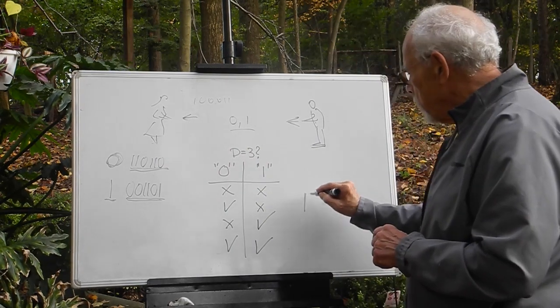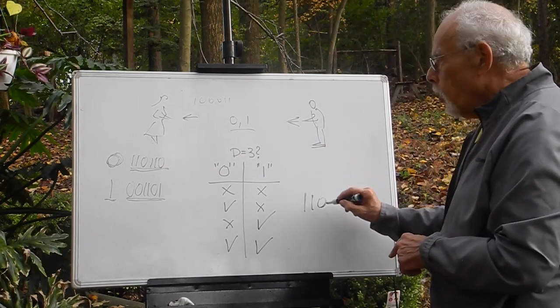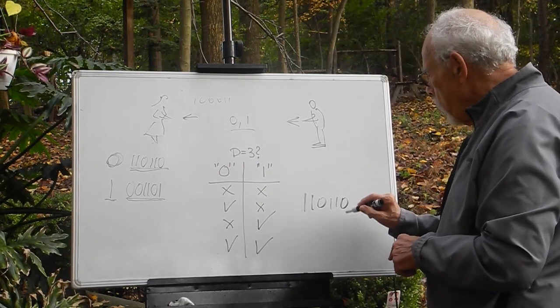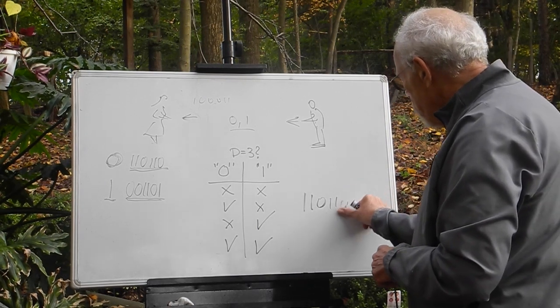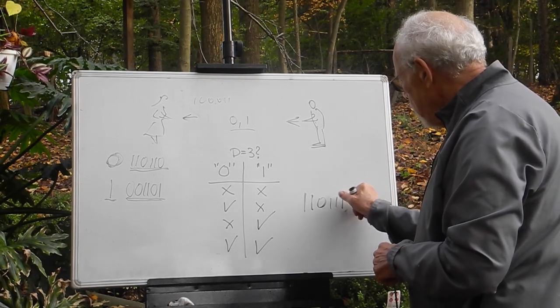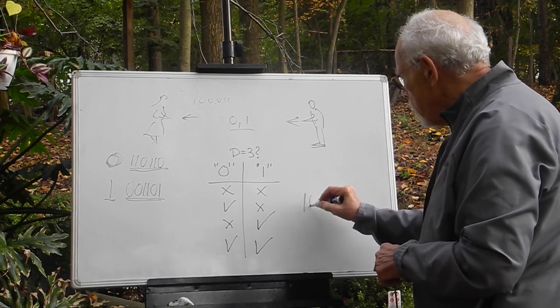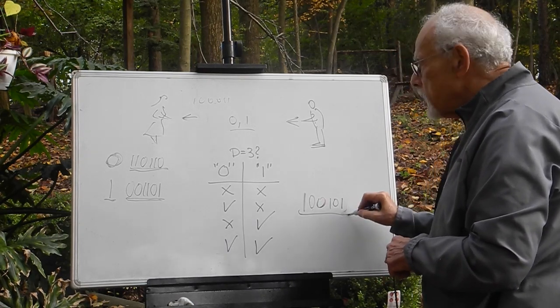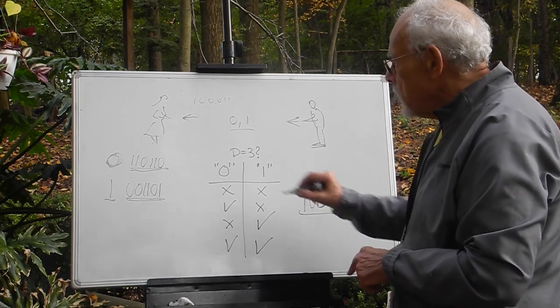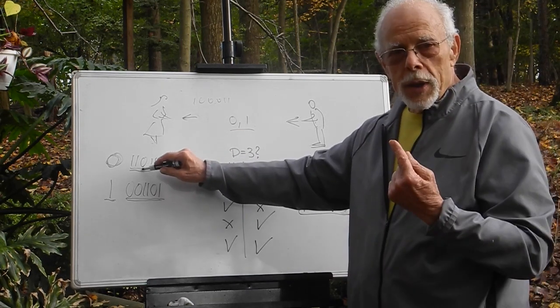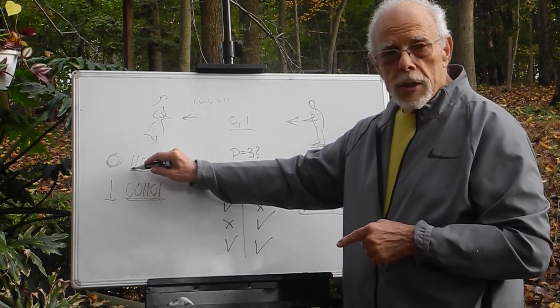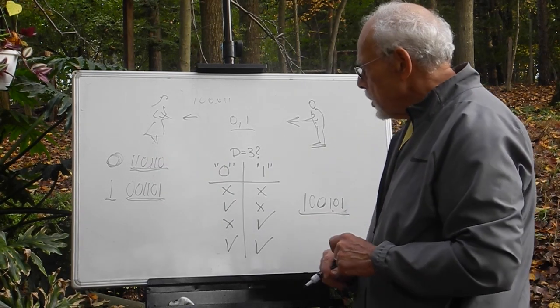So if we take this string here, 110, 110, and we change this to 1, and this we change to 0, and this we change to 0, then this string has a Hamming distance of 3 from this. That's Hamming distance.